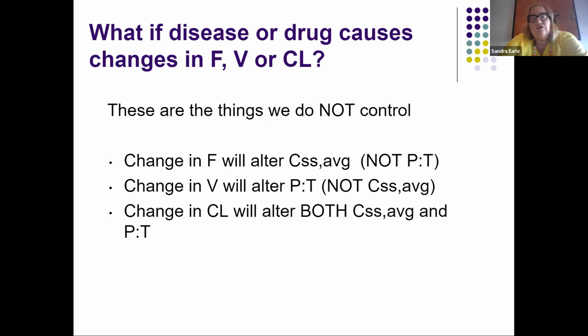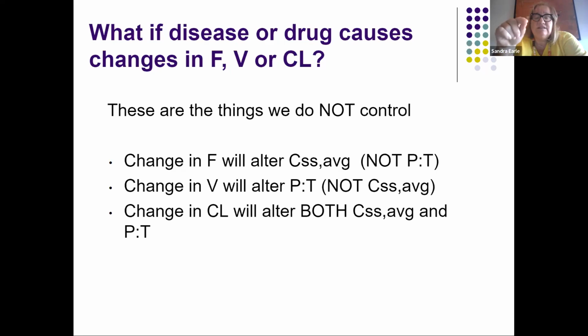What if a disease or drug causes changes in the bioavailability, which is symbolized by the big letter F, volume of distribution, which is V, or clearance, which is abbreviated with the big letters CL? These are the things that we don't control, but they may change in your patient due to other drugs or disease states. So a change in bioavailability will alter the CSS average, not the peak to trough ratio, because remember the determinants of CSS average are bioavailable dose rate.